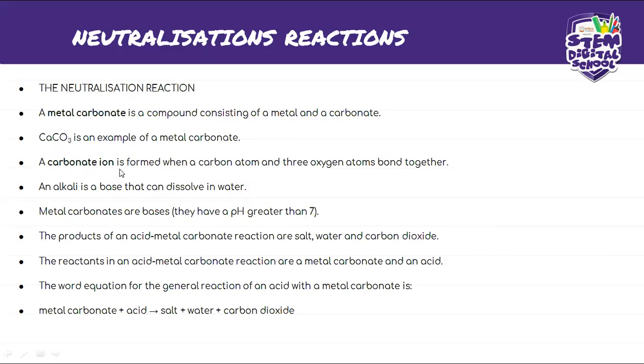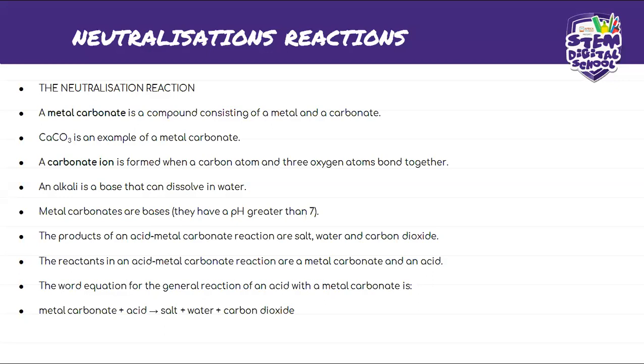We said a carbonate is formed when a carbon atom and 3 oxygen atoms bond together. An alkali is a base that can dissolve in water. Metal carbonates are bases. So why are they bases? They have a pH greater than 7. The products of an acid and a metal carbonate are salt, water, and carbon dioxide, as we have seen in the previous lesson.